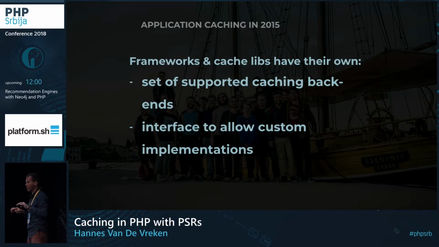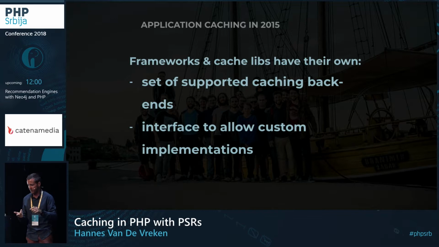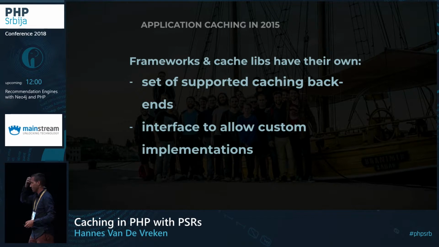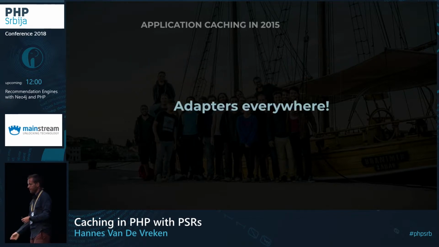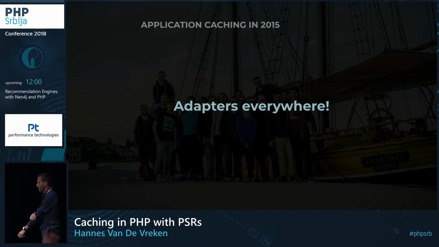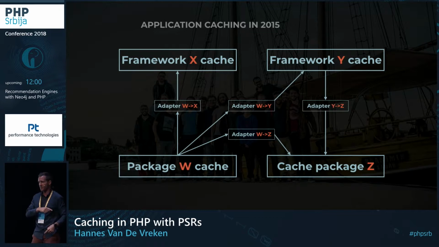But ops people will hate you for that. If you want to set up both Redis and Memcache, that's kind of silly, right? You're going to store values in different databases that basically do the same thing. So ops people will hate you if you do that. There was basically an overload of adapters between frameworks, libraries, and caching libraries.